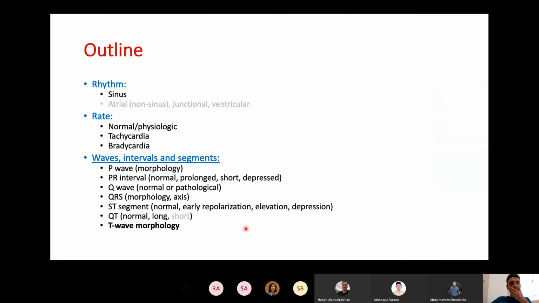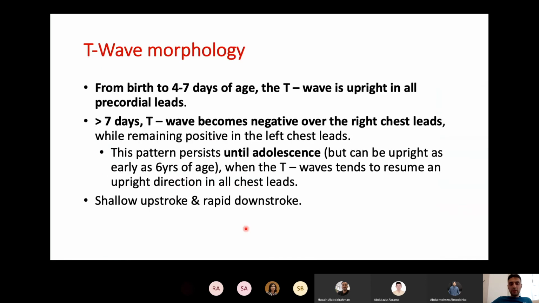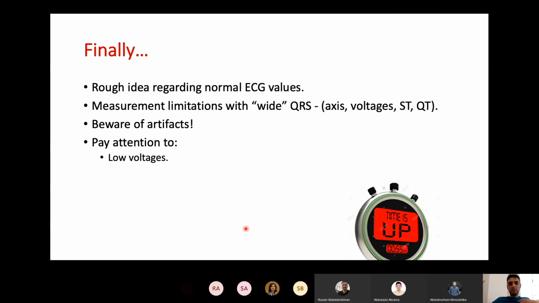Okay, so the next would be T wave, and T wave is a little bit dynamic, meaning at birth to 1 week of age, the T wave is upright in precordial leads, and then it inverts on right-sided leads, and then it's upright again at roughly 7-8 years of age and onwards. Okay, so the T wave changes a little bit according to age, so you have to be aware of this.